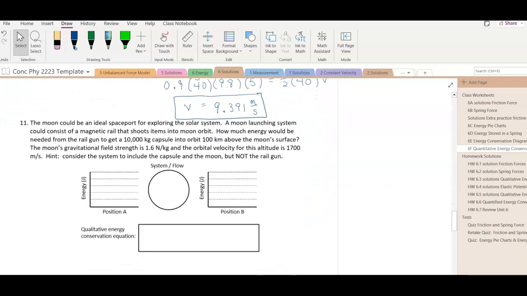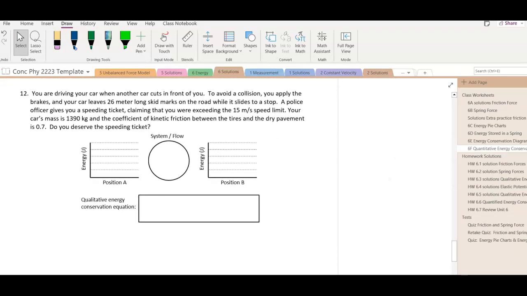For the sake of time, I'm going to skip 11, but I want to do number 12, and then that'll be finished. This is an interesting problem. So you're driving your car, and someone else cuts in front of you, so you have to throw on the brakes to stop. And when you do that, your car leaves a 26-meter-long skid mark on the road as it stops. And then a police officer comes along and gives you a speeding ticket. Claims that you were exceeding the 15 meter per second speed limit. And so we're trying to see, is that true or is that not?